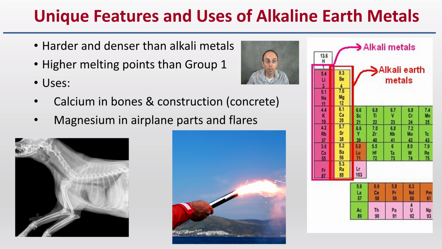than our alkali metals, higher melting points than group 1, and they're used, for example, calcium in bones as well as construction related to concrete, so physical structures as well, and magnesium in airplane parts and flares. So we could see there's many uses for these, typically in a combination form, maybe not necessarily their pure form, but in some cases here we see where their pure forms can be very advantageous and something we may require and something we may interact with on a daily basis.